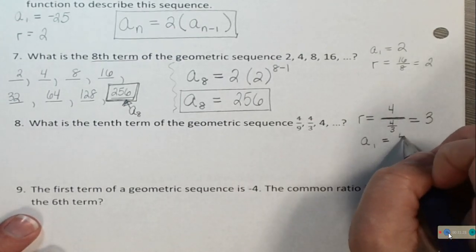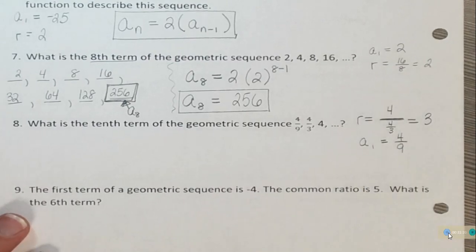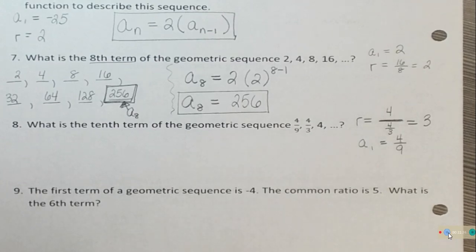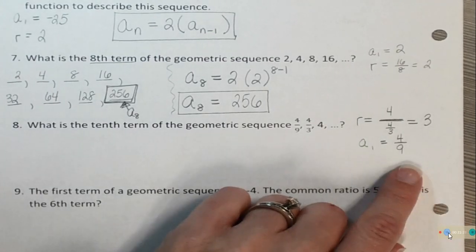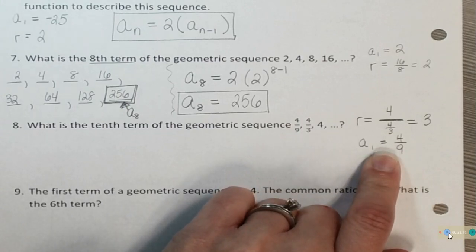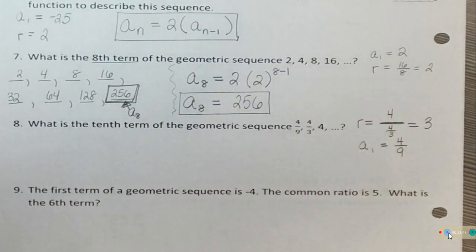4 over 9. So if you were working on this and your mom or daddy comes in and you're working on your assignment, let's say you don't finish in class, and they say, how did you know that 4 over 9 is A1? How'd you know? It's the very first term. That's what it's called. A1's the first term.